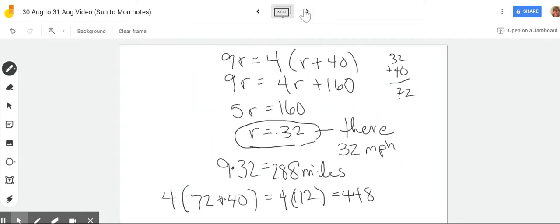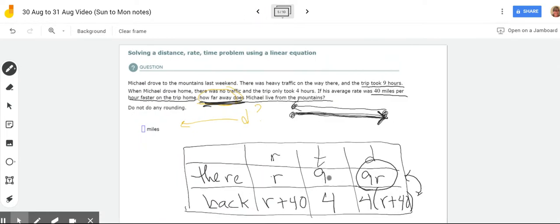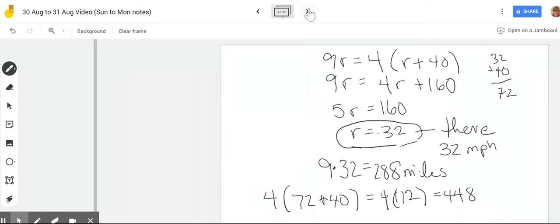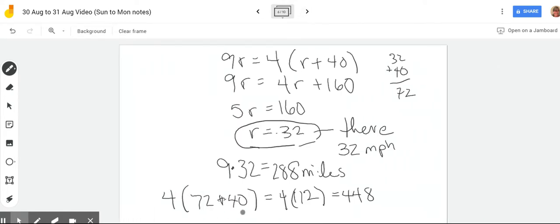Did I do something wrong? I probably multiplied this one wrong. No, I didn't. Took 4 hours, 9 hours, 9R. Did I do something wrong here? Oh, I added 40 twice. I'm a dork. Sorry, guys.